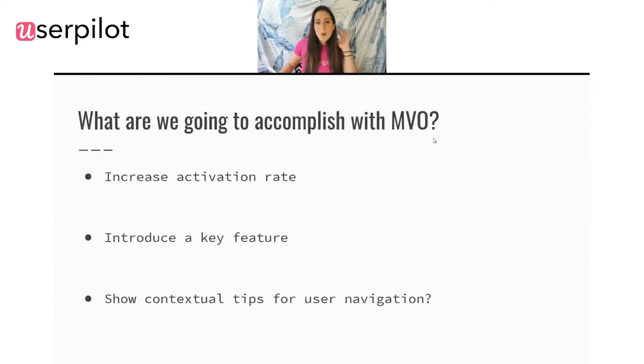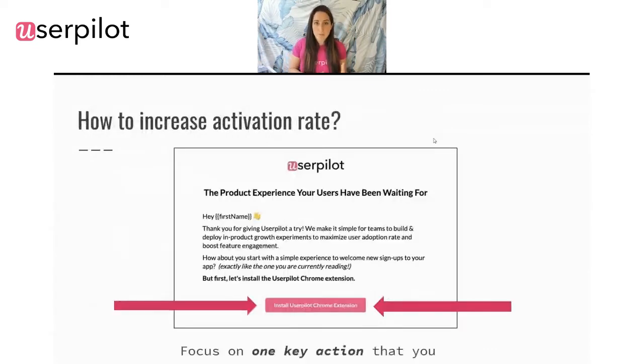So the first thing that I said we wanted to accomplish with minimal viable onboarding was increasing activation rate. How do we do this? You want to focus your experiences on key actions, right? Making sure that everything is goal-oriented. So if you take a look at this modal that I have here, Userpilot has a couple key metrics for activation, and one of them is installing the Chrome extension. If you guys have been playing around with our Userpilot product, hopefully you have seen this and installed the Chrome extension yourselves.